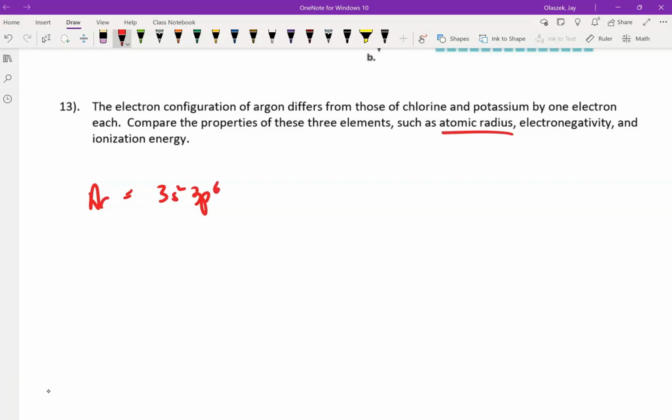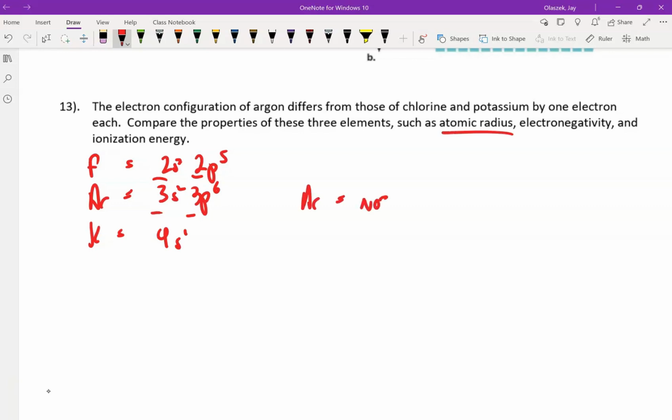Fluorine is one away from this in one direction. Actually, yeah. Fluorine ends 2s2, 2p5. We're not worried about the 2's. We're worried about the p6 and the p5. Potassium is 4s1.